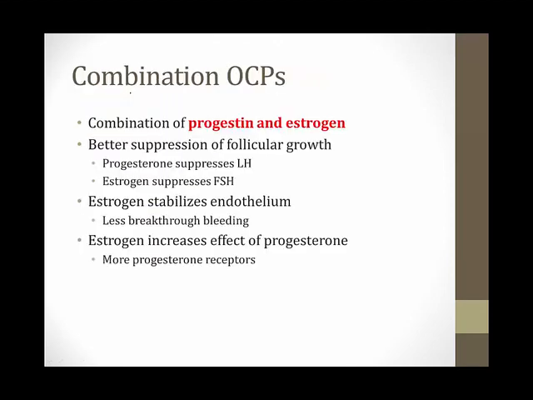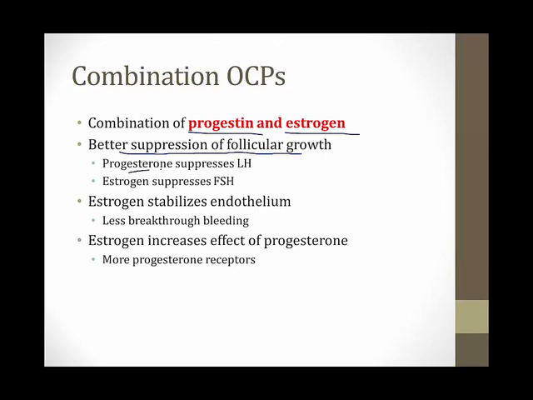I'll finish by talking about the combination oral contraceptive pills, which are pills that contain a combination of a progestin and estrogen. And these are far and away the type of birth control pills that you will most commonly see used. One of the advantages of this type of pill over the progestin-only pills is that you get better suppression of follicular growth. The goal of contraception is to prevent follicular growth and ovulation.